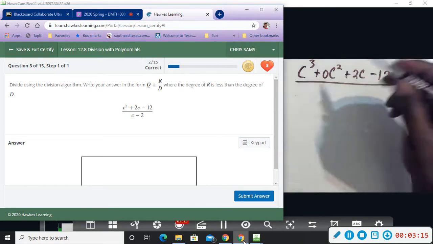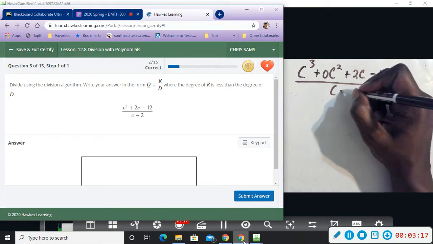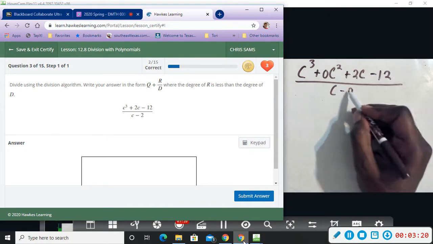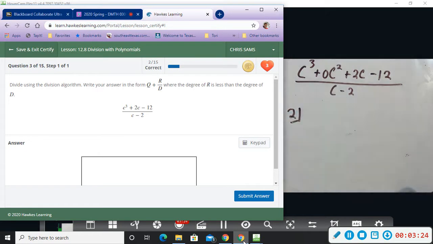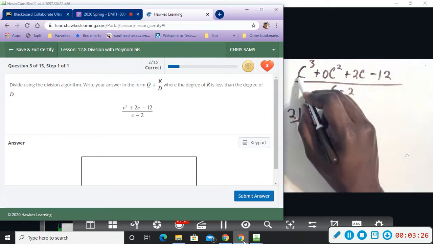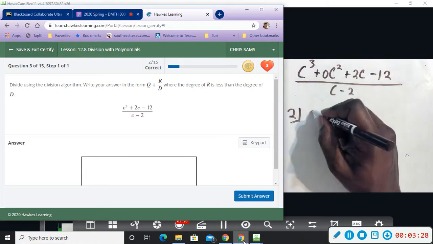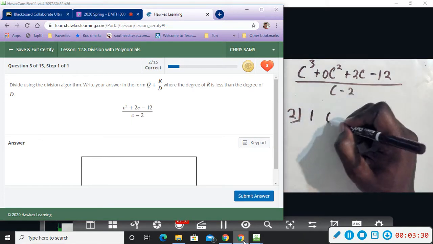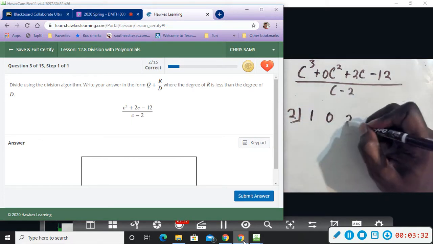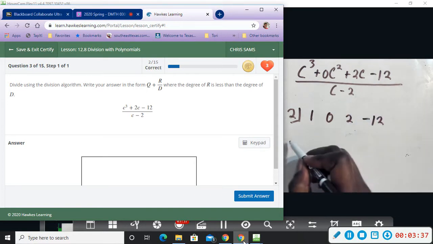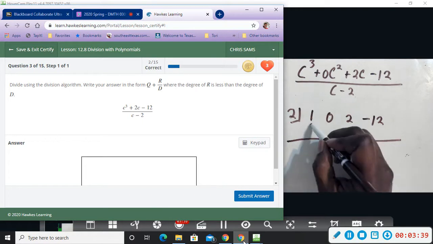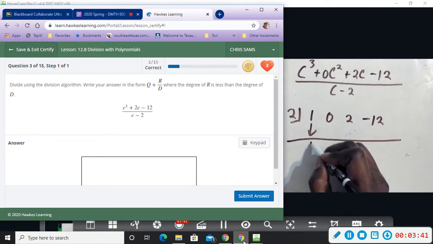On the bottom, we got c minus 2. Okay, so opposite sign, it's going to be a positive 2. That's my box. And then list the coefficients only. So 1, 0, 2, negative 12. Draw my line, bring the first number straight down. So 1.